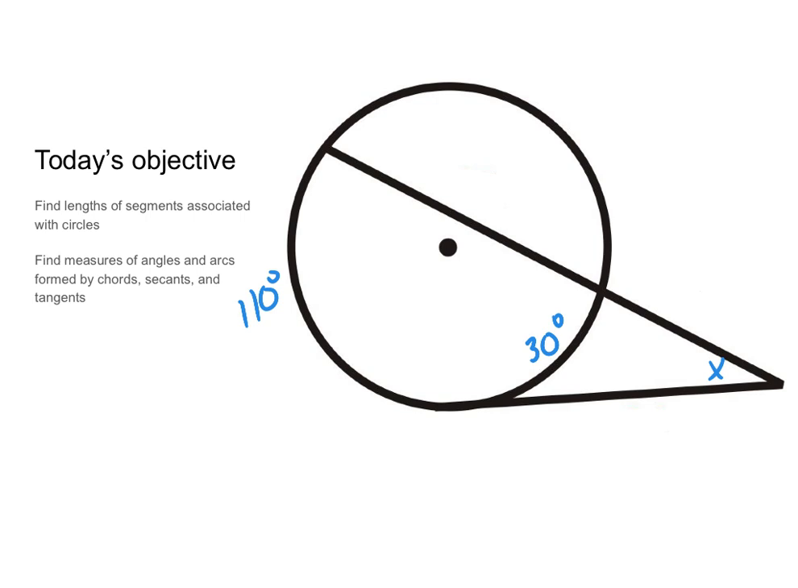In this case, then, we're going to have 110 minus 30, and we're going to divide that by 2 to find our x. In this case, x is going to equal 40 degrees. When the intersection is inside the circle, add them up, divide by 2. And when it's outside the circle, subtract and divide by 2.